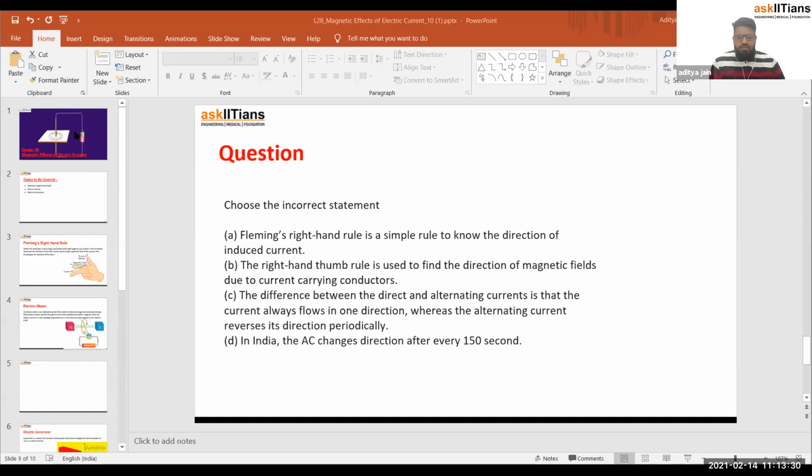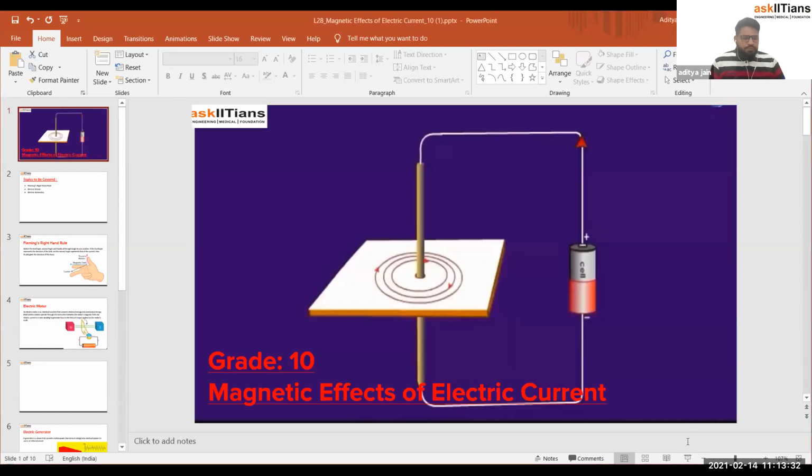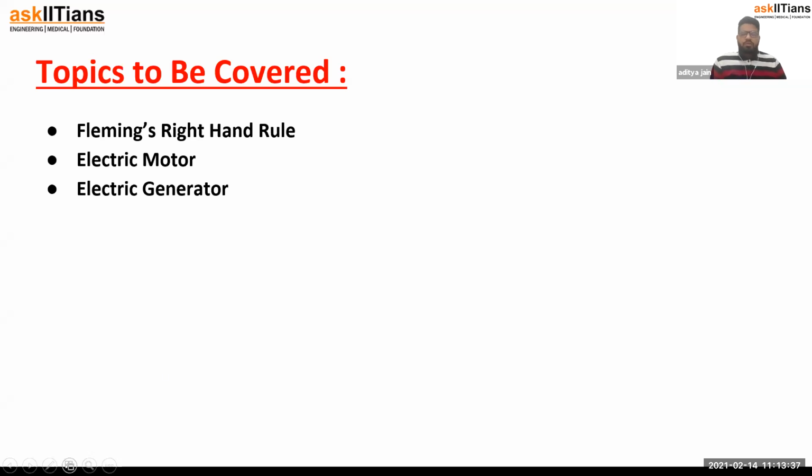Let's see what is in the box. These are the topics. First, we are going to see Fleming's right-hand rule. We have already seen Fleming's left-hand rule, which was giving the direction of magnetic force acting on a current-carrying conductor. Then there is Fleming's right-hand rule. Then we will see a device known as the electric motor, and then the electric generator. So these two topics we are going to cover today.